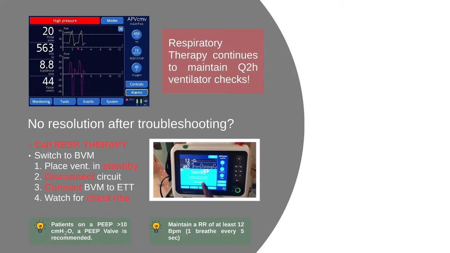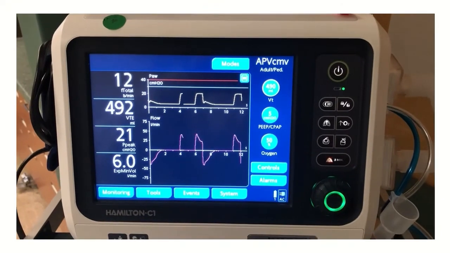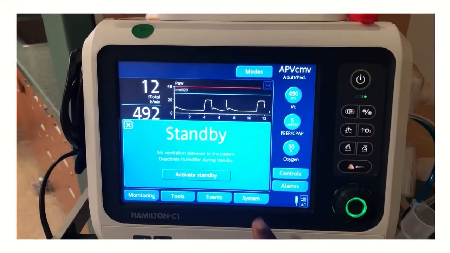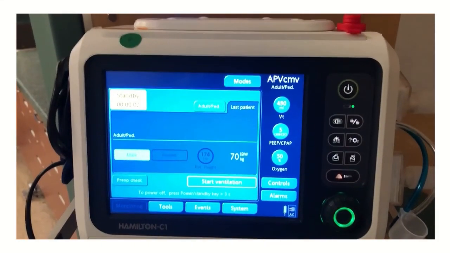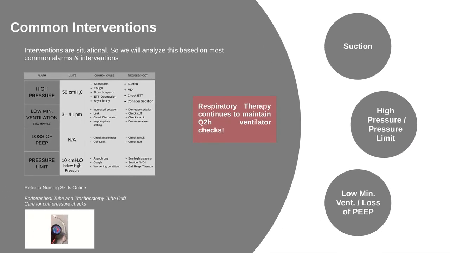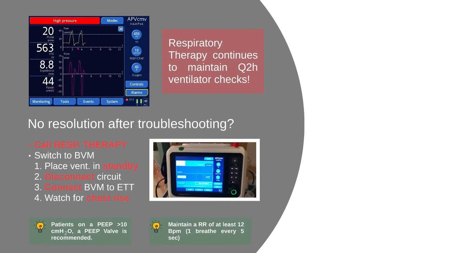Place the ventilator in standby, and you do that by hitting the power button once and then hitting the activate standby tab. Let's go back into here. Disconnect the circuit, connect to the BVM. So connect the BVM to the endotracheal tube and squeeze the bag and watch for chest rise. Now, maintain a rate of at least 12 breaths per minute, which is 1 breath every 5 seconds.